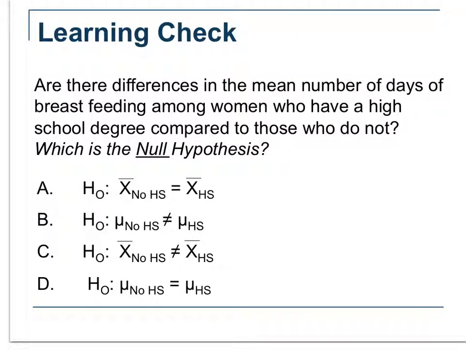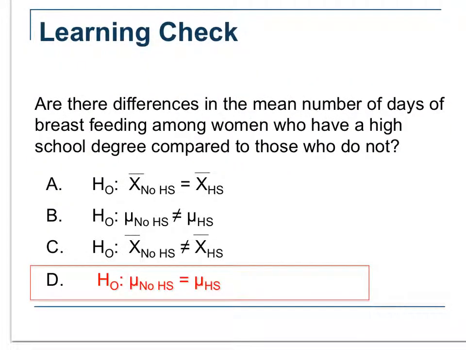So here's another learning check for you to stop, pause, and see if you're understanding what we're talking about so far. Which of the following is an example of H naught? Take a second to see if you can get the right answer here. The answer here is D.